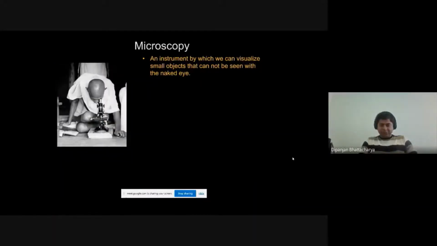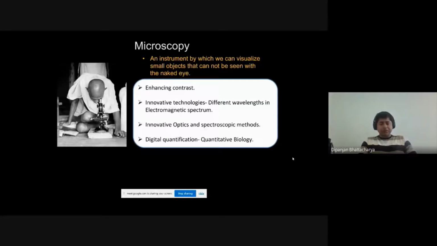So first thing is, what is a microscope? It is a small instrument where you can see very small objects that you can't normally see with the naked eye. Now it comes to the challenges. First, what we want is to enhance contrast. Then we are developing different kinds of innovative techniques. We are exploring different wavelengths in the electromagnetic spectrum. Optics is one thing, but there are other things that I will be coming to later.